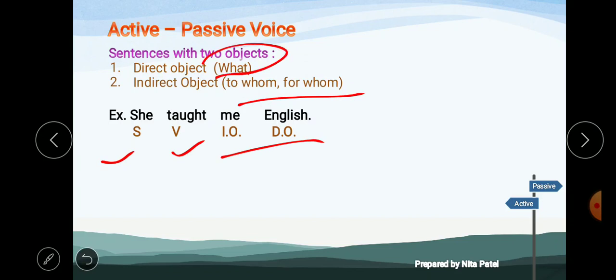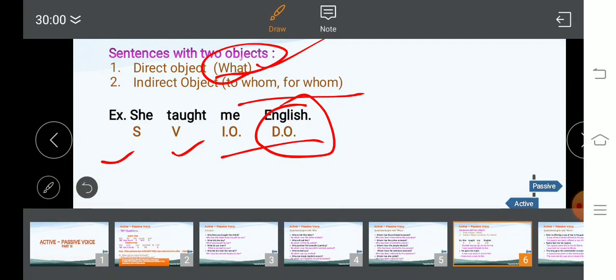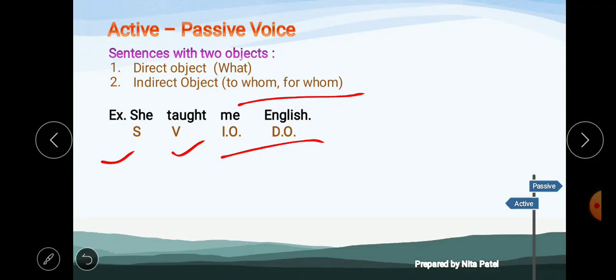She taught what? English. So it is our direct object. So wherever we get the answer with what, that is our direct object. And for the remaining one, we ask to whom or for whom. She taught English to whom? To me. So here me is the indirect object. Now how are these objects the direct receivers or the indirect receivers?